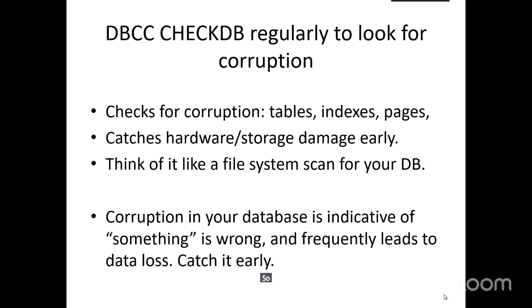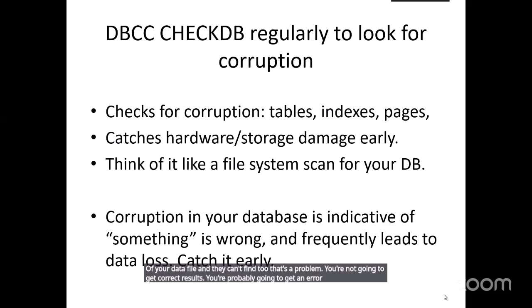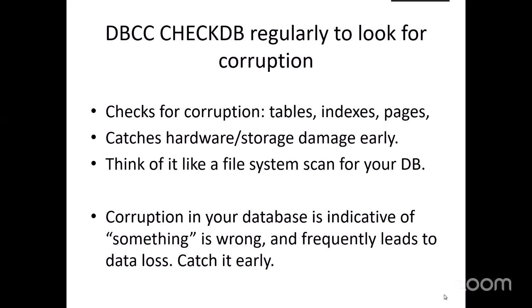So if you need data that's on pages 1, 2, and 3 of your data file, and it can't find 2, that's a problem. You're not going to get correct results. You're probably going to get an error message come up on your screen or in your app, or worse, on your web page that the customer just saw. Corruption almost always leads to data loss. If you get lucky and you have corruption in a non-clustered index, rebuilding might save that, but you still have to figure out why you got corruption in the first place.